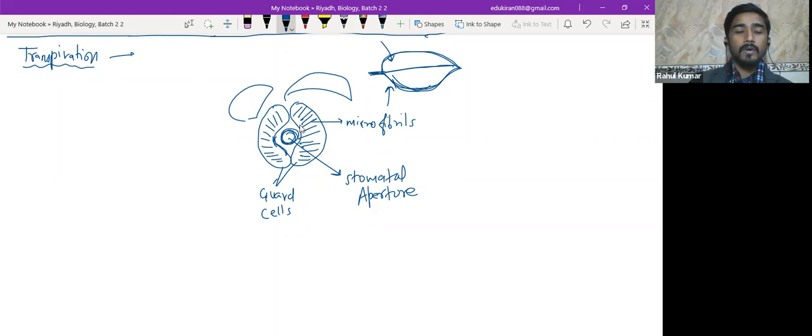and when they want it to close. Now, as Mariam said, transpiration is the evaporation of water. There is one correction, Mariam: not necessarily from the surface, but from this stomatal aperture. Is it clear?